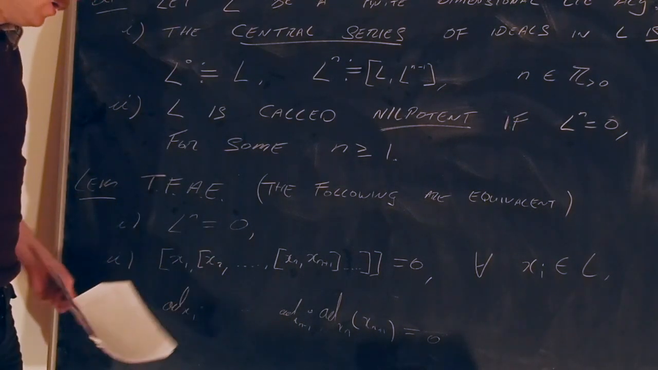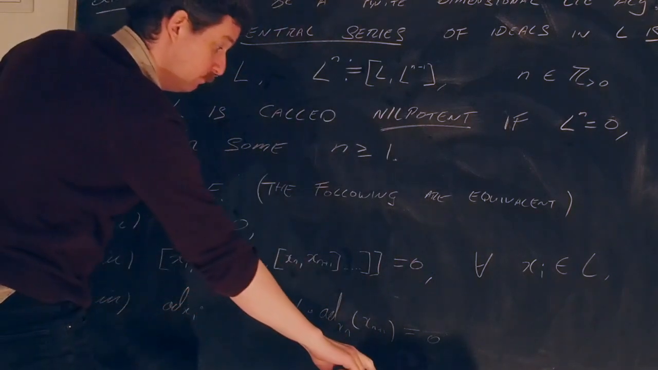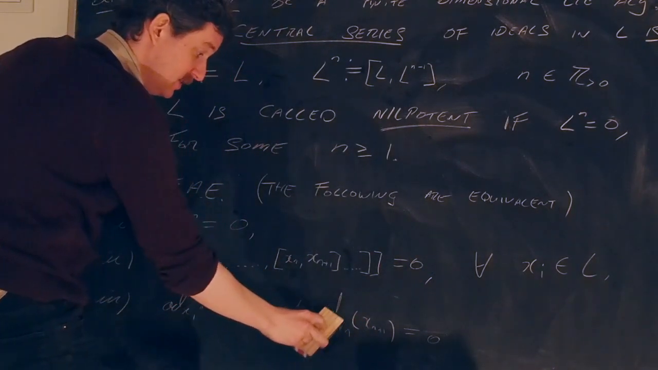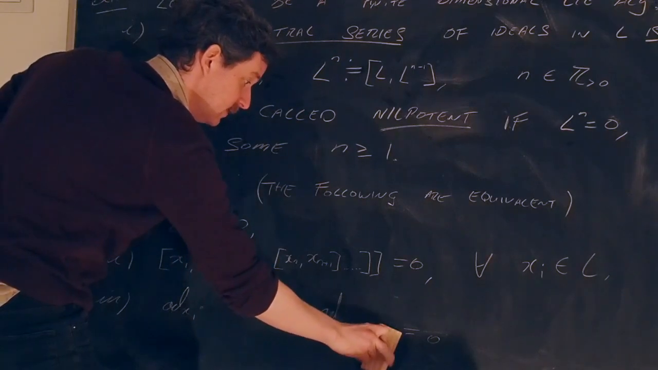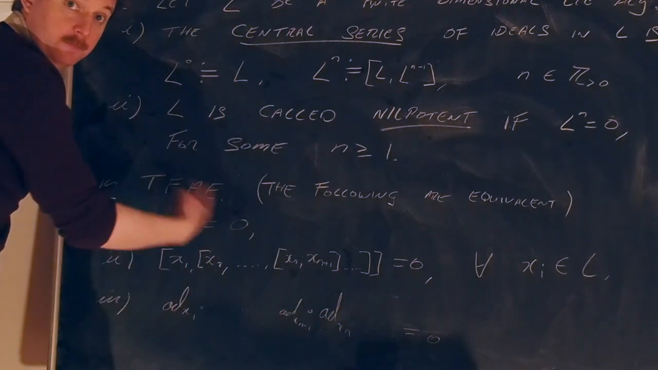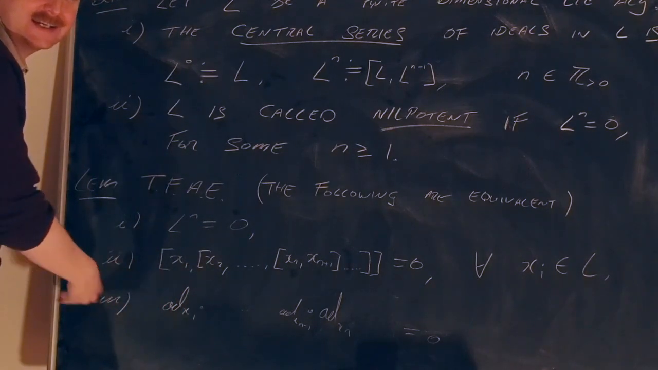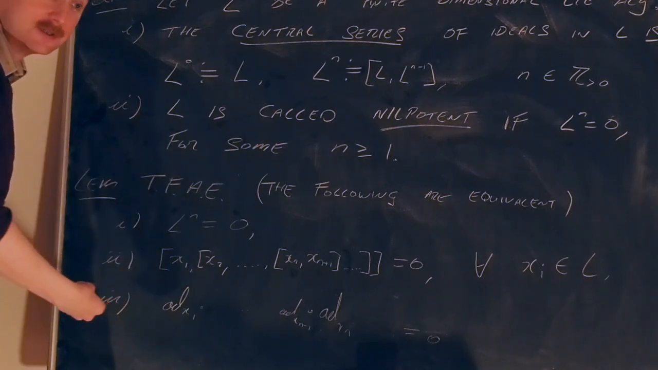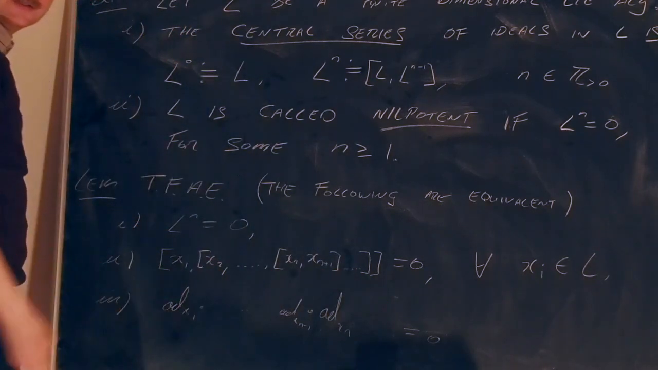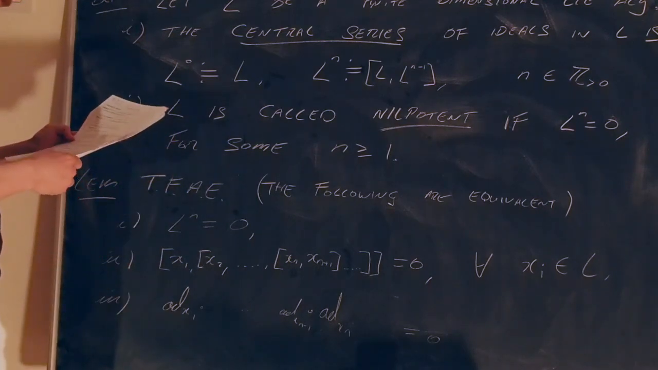Or equivalently, for all x in L. But we can just get rid of this, because if we get rid of it, it means that this linear operator is equal to 0. What does it mean for a linear operator to be equal to 0? It means that it operates as 0 on every element. So there are three different ways to formulate this.